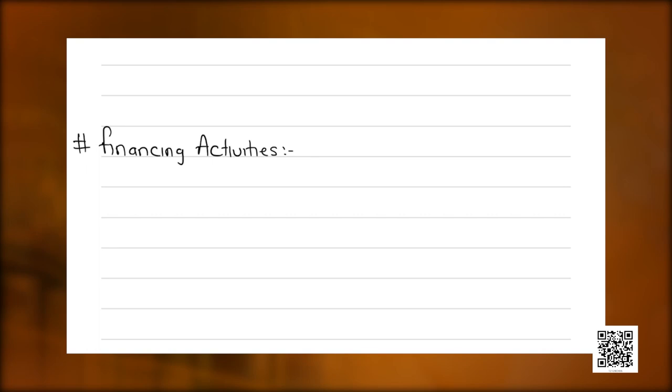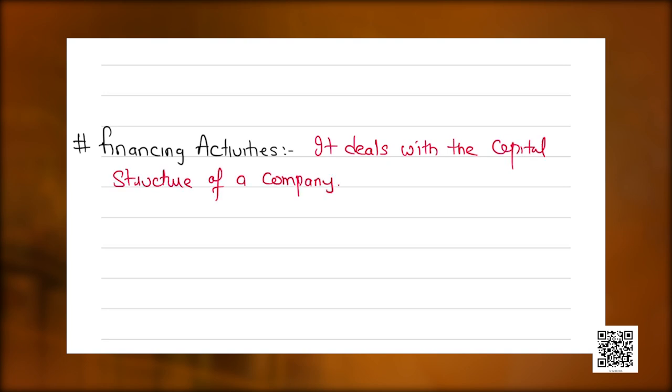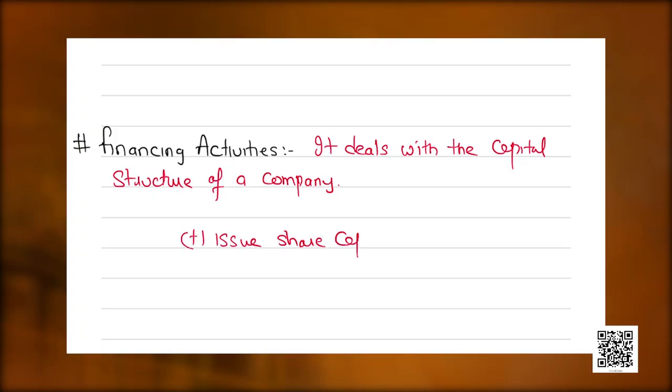Last component is financing activities. It deals with the capital structure of a company. Capital structure of a company means how much of share capital is there and how much of borrowed funds are there. If you arrange share capital, that means it is owner's fund. If you borrow money from the market, that is borrowed fund. So, this financing activity thing is covering the same. If you issue share capital, money flows in, and if we redeem share capital, money goes out. It's an outflow.